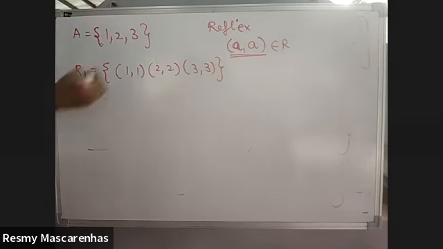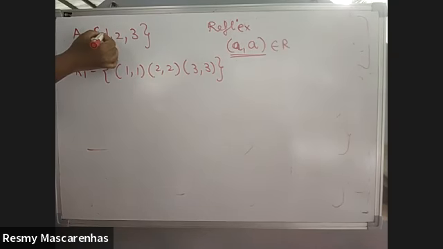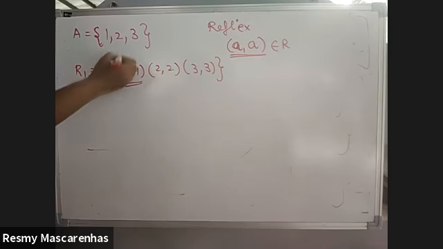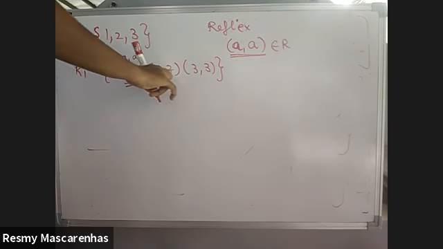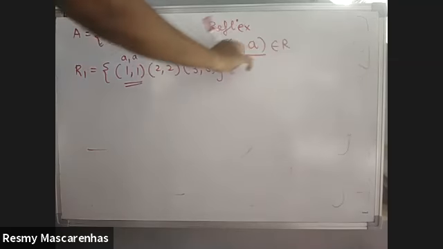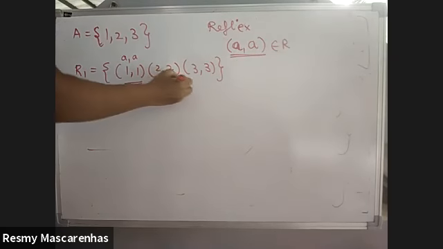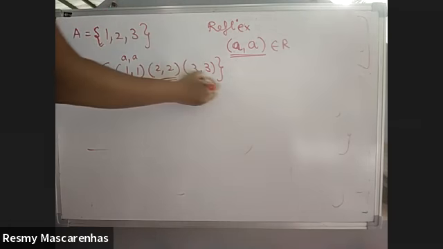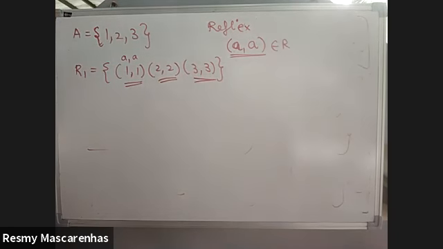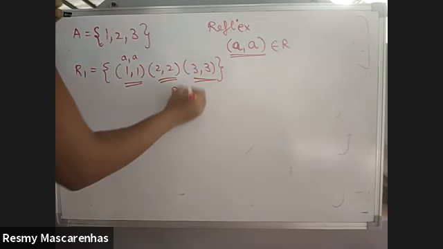Now as per the condition, you have to pair with itself. Take the first element, which is 1 comma 1. So this is like A comma A, correct? Same way, this is also 2 comma 2. Both should match. And this is also 3 comma 3. So you have to pair with itself: 1 comma 1, 2 comma 2, 3 comma 3. All these elements should be there in that. Then it is called reflexive.